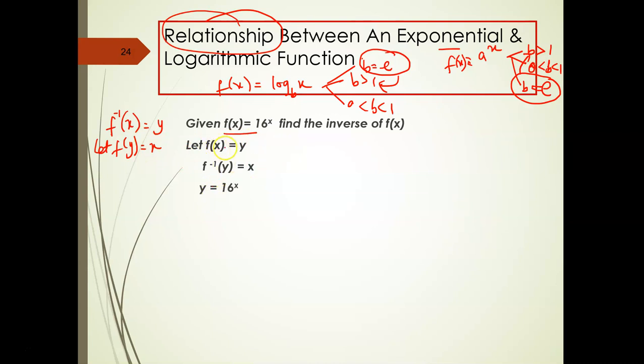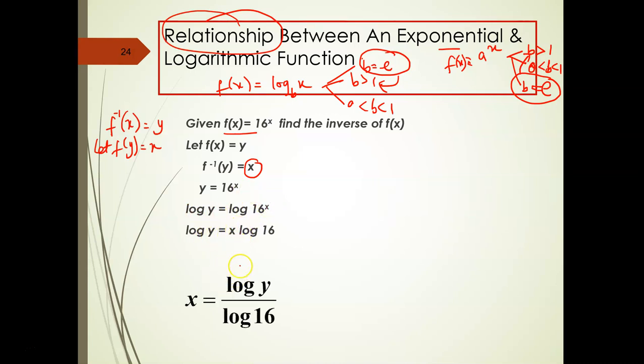Alright, so now you have y equals 16 to the power of x. Then we want to find x, because x is our inverse. So how to get this x itself? We take log on both sides. Log 10 of y equals log 10 of 16^x. So log y equals x log 16, the power you can bring in front. You bring log 16 to the other side, so you have this. Now we can say that x equals log 16 of y.